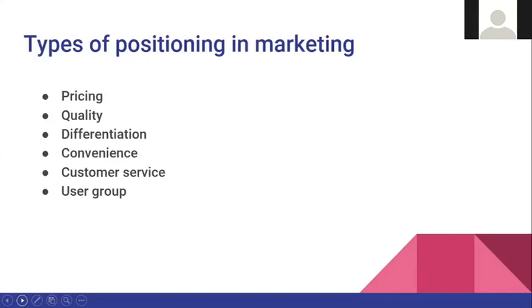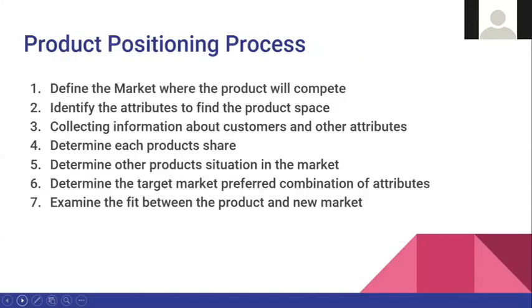The next is types of positioning the product in the market. It depends upon the price of the product, quality of the product, and differentiation of the product. Differentiation means the product should be different from the existing ones. Convenience, the product should make the consumer's life easy. And customer service, a good customer service increases the successful interactions between company and the customer. User group, this type of positioning targets a particular group of users and explains why the company's offerings are directly applicable to the customers.